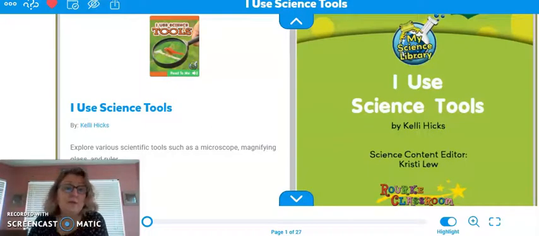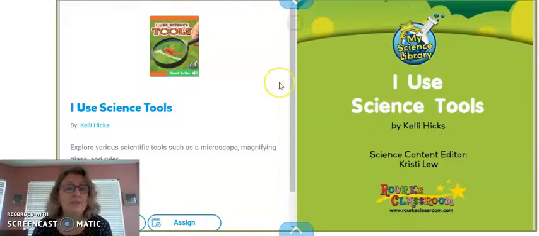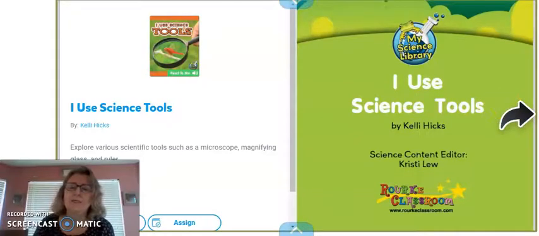This is another book about science tools. It's called I Use Science Tools, and it's by Kelly Hicks. Now, while we're reading this book, I would like for you to pay attention to the different tools that are in this book that might or might not have been in the other book. I Use Science Tools by Kelly Hicks.